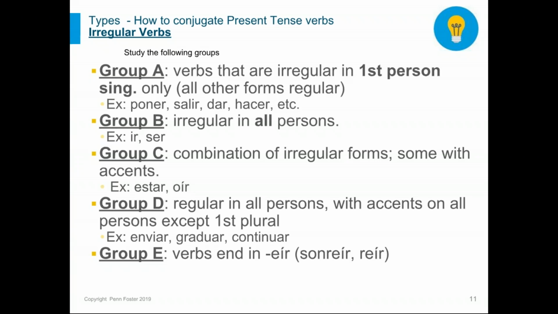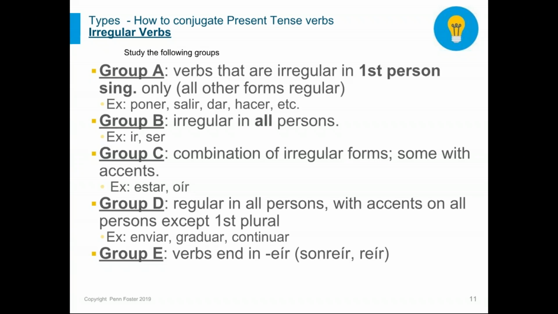So to begin, any irregular verb that is considered a group A is a verb that is only irregular in first person singular, in the yo form. As you can see on the slide, the rest of those conjugations for any of these verbs would be considered regular and therefore take the endings and the rules that we just discussed previously. We will show you some examples of these as we go on to the next couple slides.